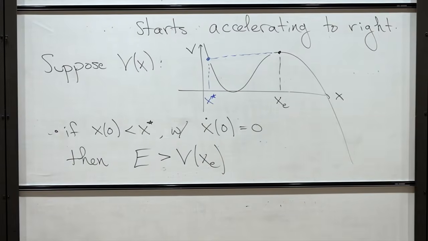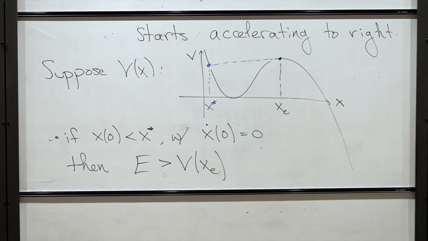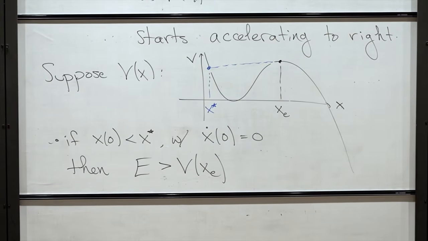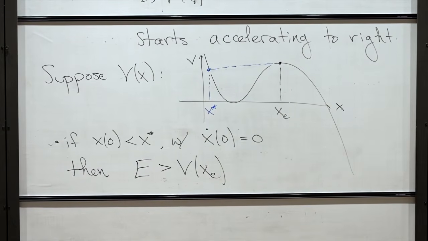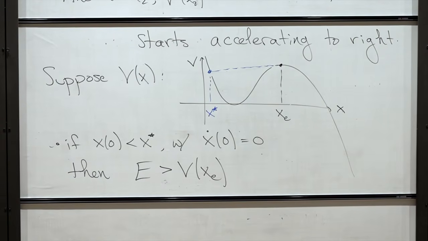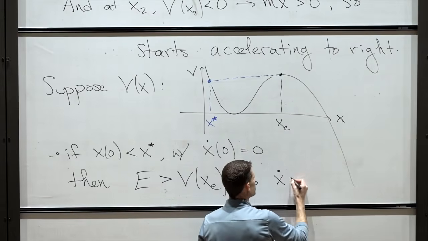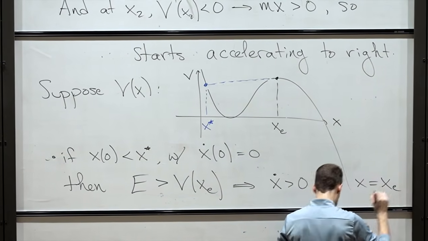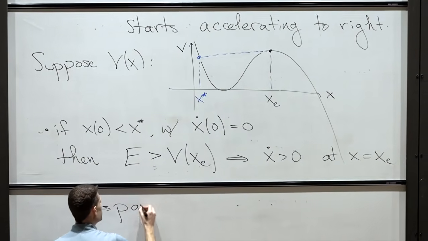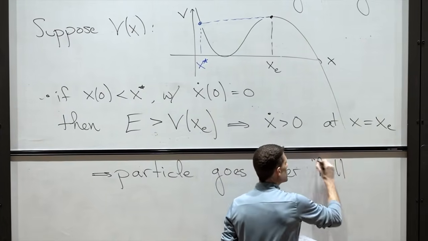So what happens? Let's not argue, we sort of know what happens just thinking about a ball, but let's argue in the kind of way I've done up there. I let it go, it starts accelerating to the right. It's going to keep accelerating to the right as long as V stays positive, right? Because it's only when V goes to 0 that everything needs to switch to kinetic energy. So I get all the way up to xe, and E is greater than V of xe, which means I still have a little bit of kinetic energy, and I just keep going over the hill. So E is greater than V of xe, which implies that x dot is greater than 0 at x equals xe, which implies that the particle goes over the hill.